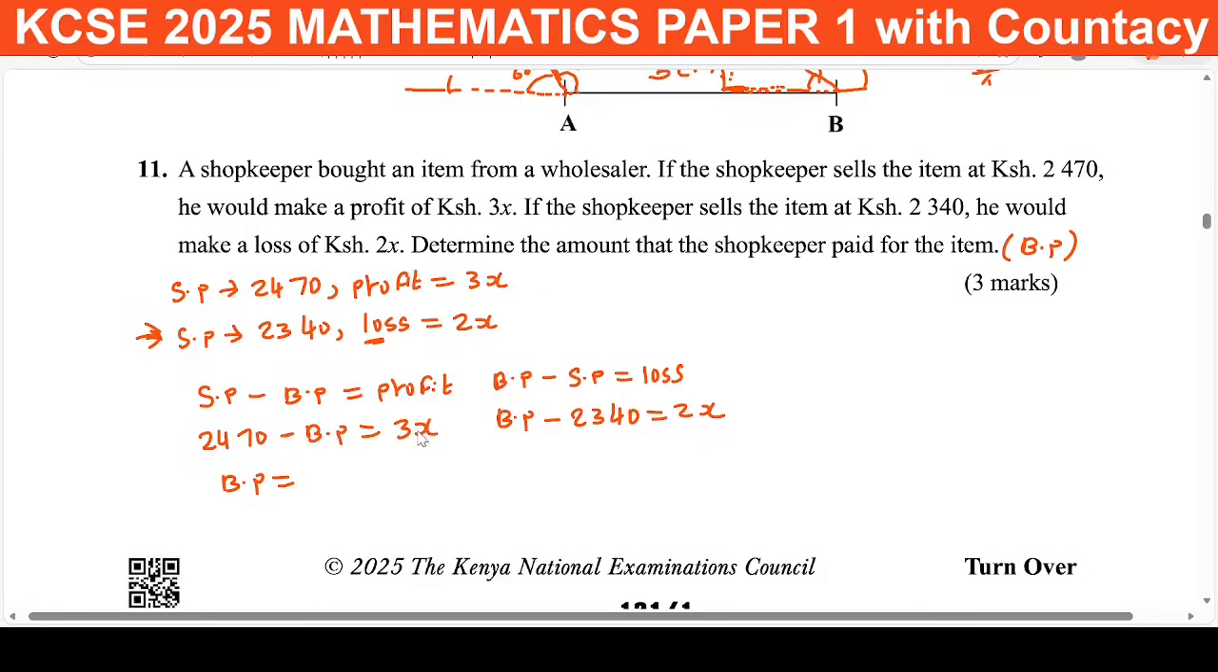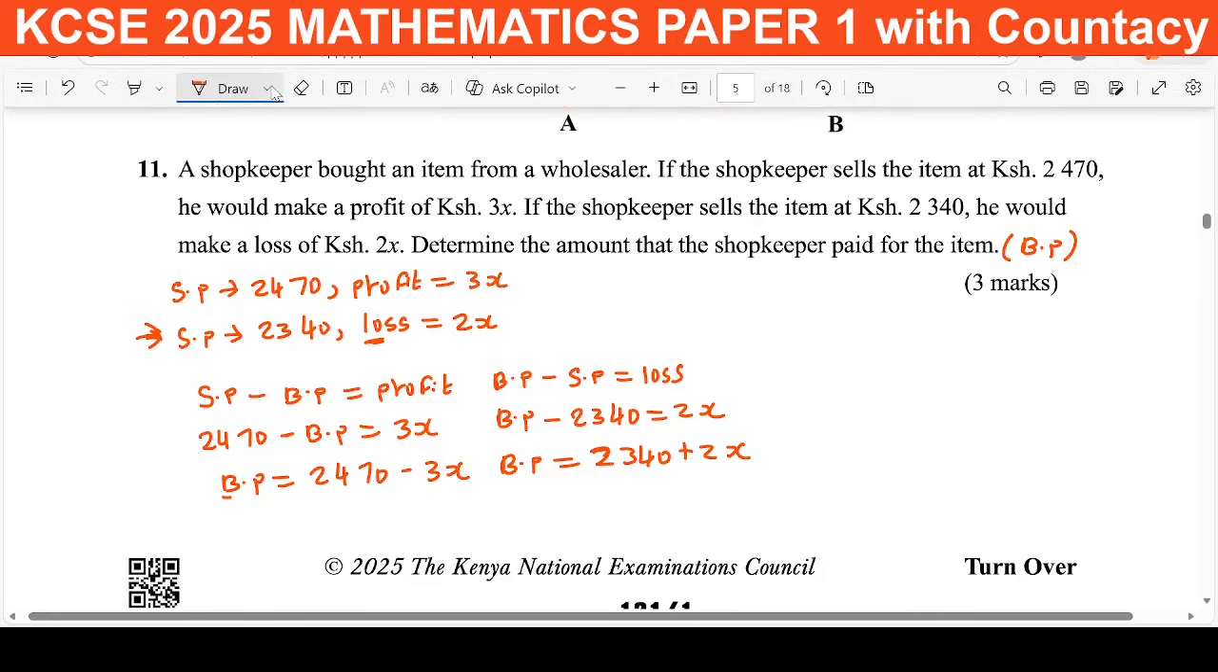if we take it to the other side, then 3x should come to the other side, to have 24.70 minus 3x. For this case, buying price is equivalent to, we pick 23.40 to the other side. That's going to give us 23.40 plus 2x, like that. So this is buying price. Great, amazing. Do you see what I can see? I believe that you can see that.